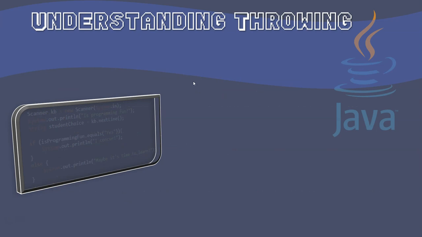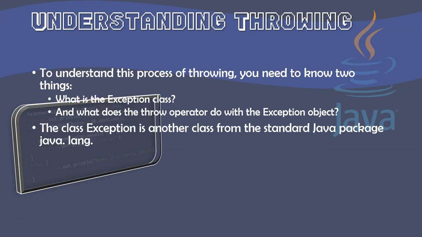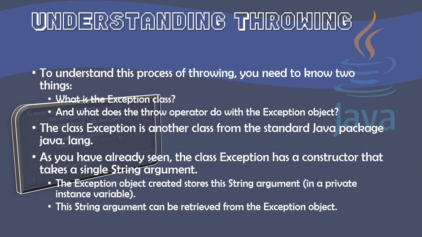Now, if we take a little deeper understanding of what throwing is and how it works, we have to first know two things. First, what is the Exception class? All right, how does it work? And what does the throw operator do once we create an exception object? Well, the class Exception is just another class that's in the standard Java package java.lang, so we don't have to worry about importing it. It's part of the Java language. And as we've already seen, the class Exception has a constructor that takes in a single string argument. The Exception object creates and stores the string argument in a private instance variable that belongs to the Exception class, and the string argument can be retrieved from the Exception object as we've seen with the .getMessage.